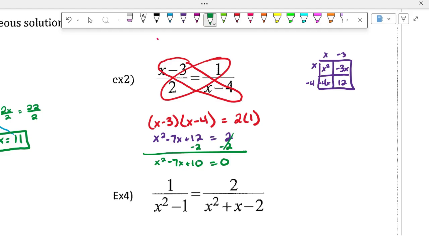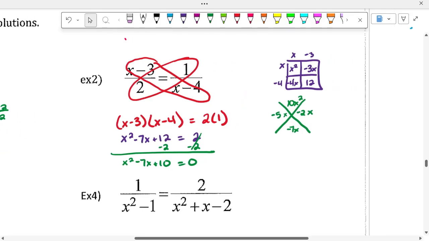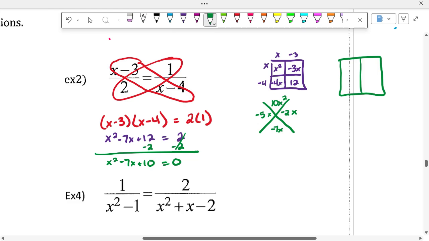Now, this is factorable. So I'm going to do big X. What goes on top? 10x squared. What goes on bottom? Negative 7x. So what are 2 factors of 10 that'll add to negative 7? Negative 5 and negative 2, because we're adding to negative 7. Do a quick reverse box. I have x squared, negative 5x, negative 2x, and 10.